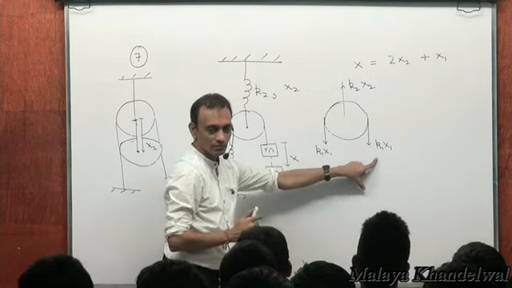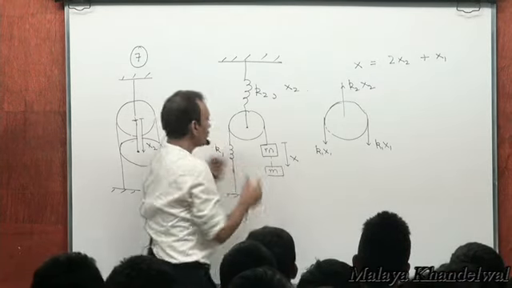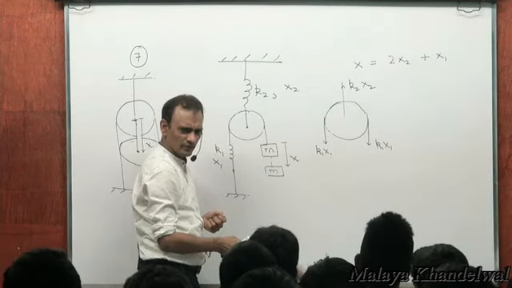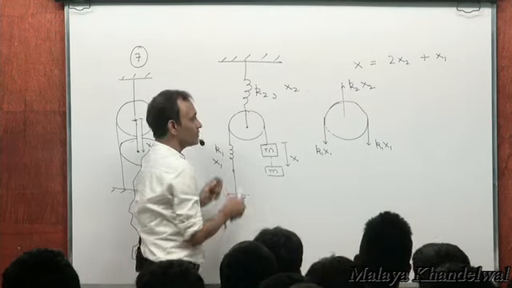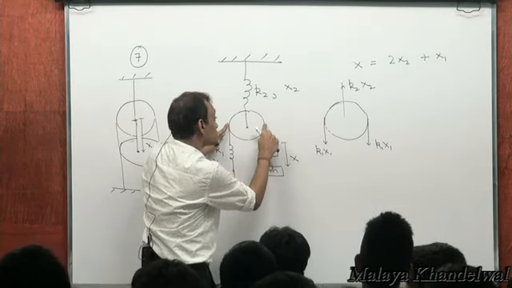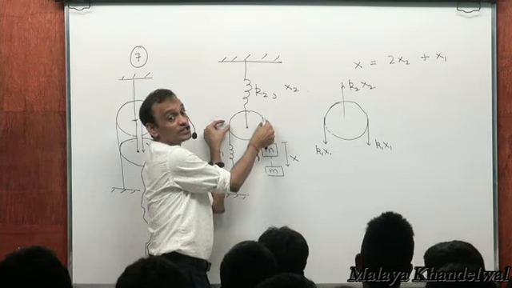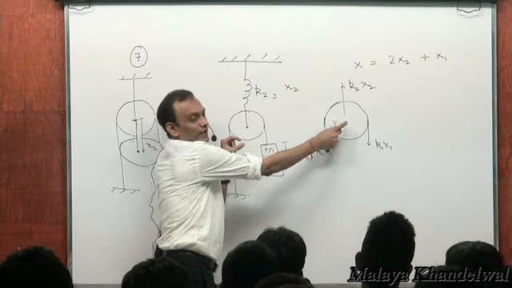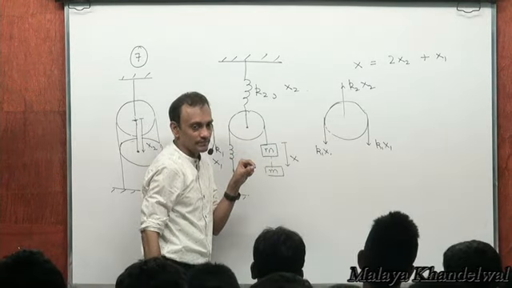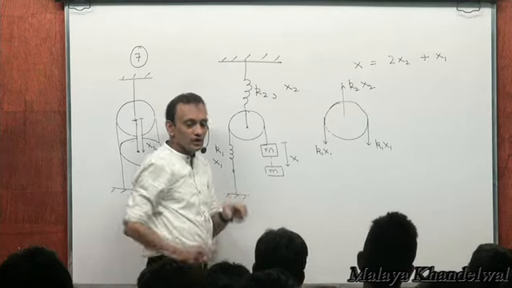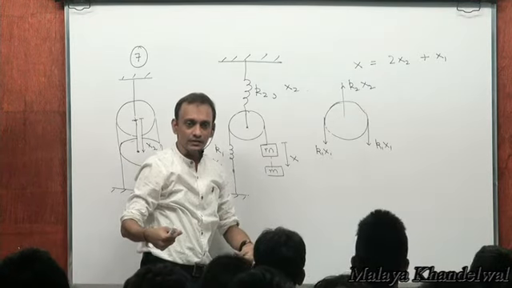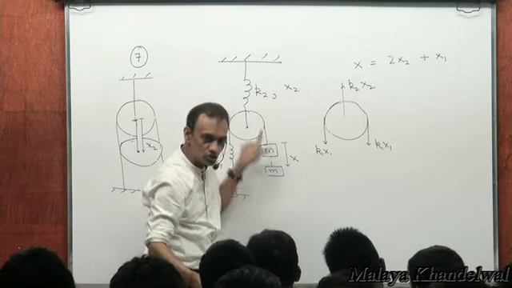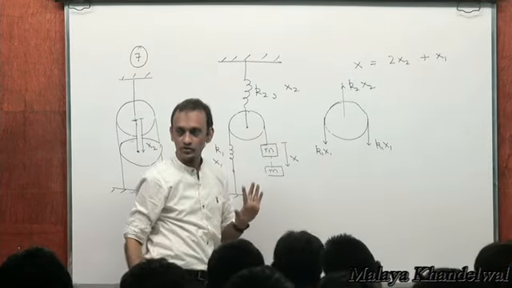This one? Why? It'll always pull. This is the force that the spring exerts on the pulley, not on the mass M. See, this is the free body diagram of the pulley, not the free body diagram of the mass M. So it's like a string under a tension K1 x1, K1 x1. So that tension will act downwards on the pulley, no? That is all that I want to say.